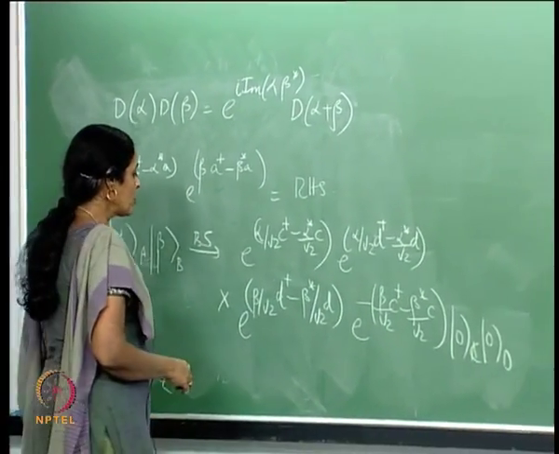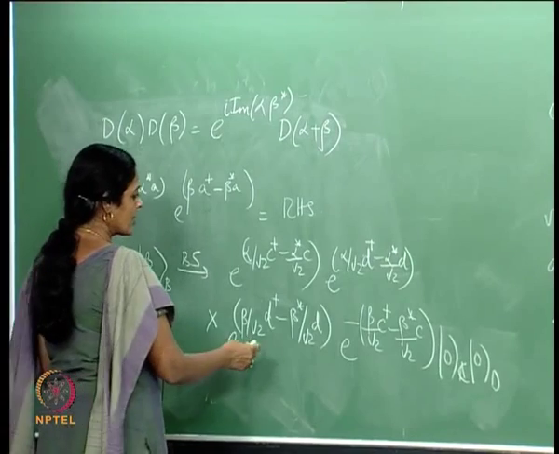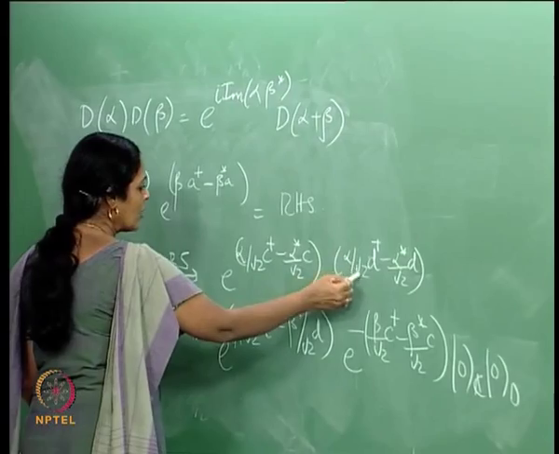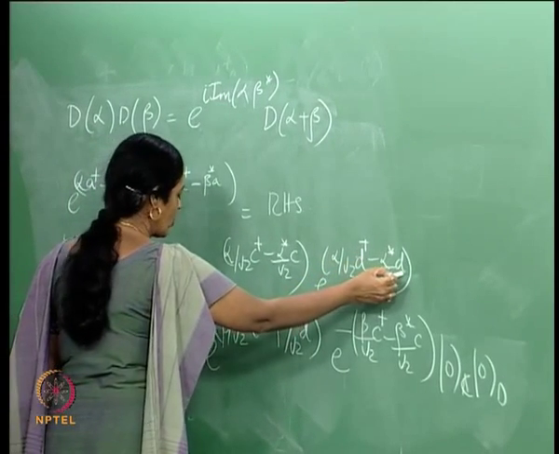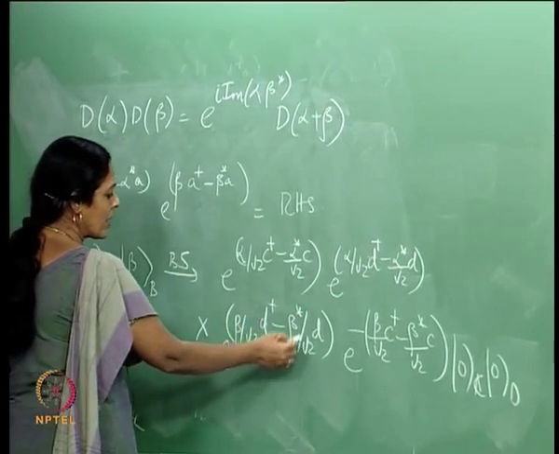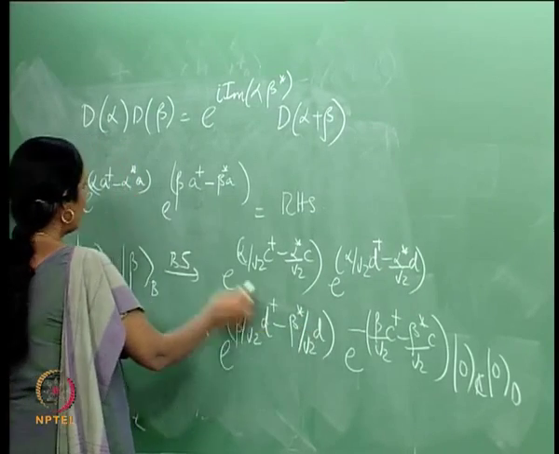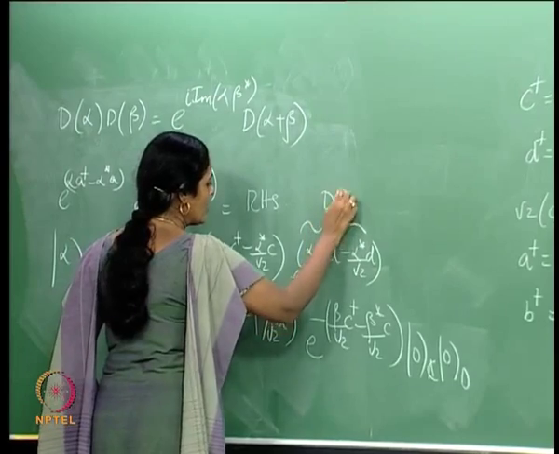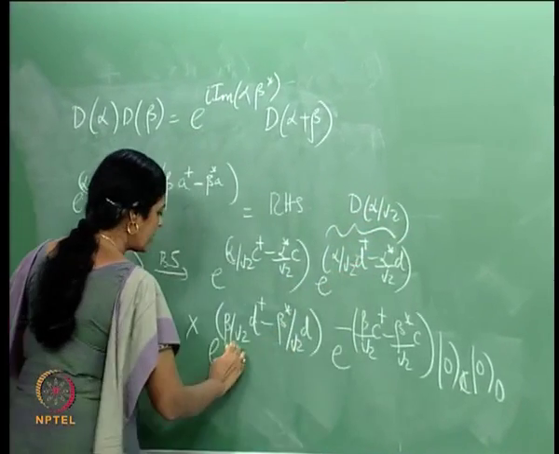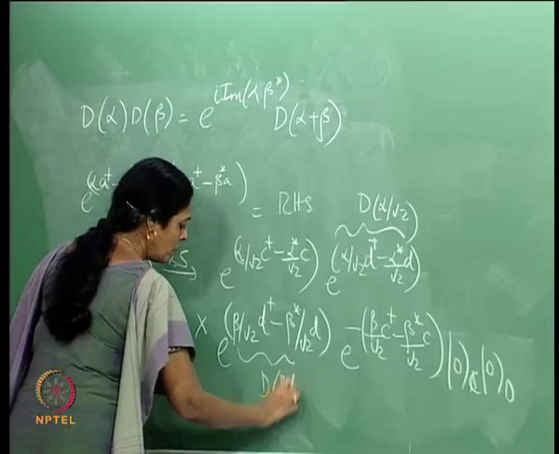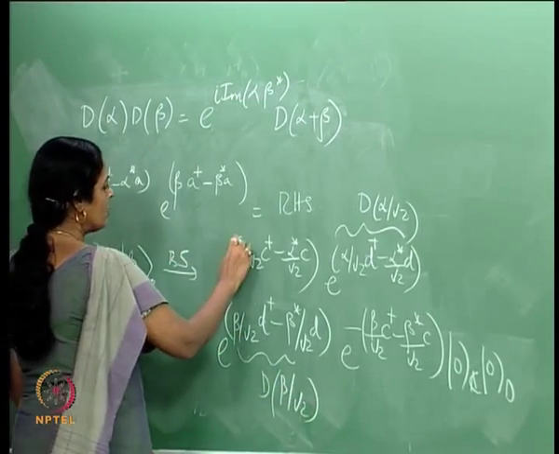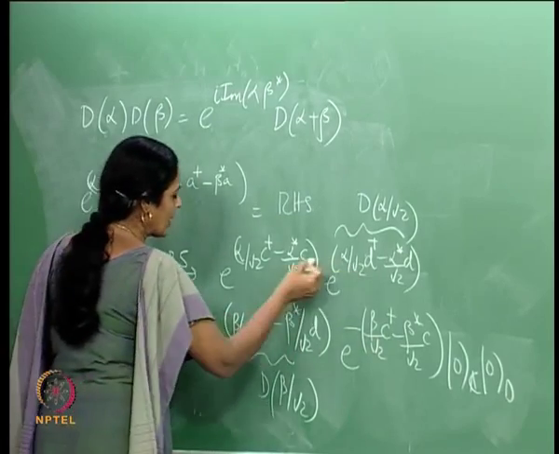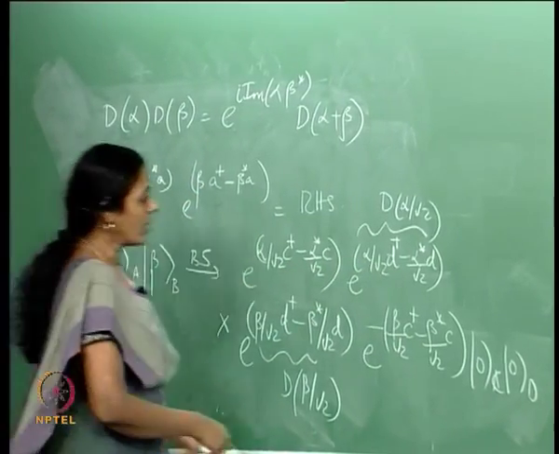We can now group terms suitably. For instance, these two quantities can be combined. I have an alpha by root 2 d dagger minus alpha star by root 2 d, beta by root 2 d dagger minus beta star by root 2 d. And therefore, using this trick, I can combine them. This object is d of alpha by root 2 and this is d of beta by root 2. Similarly, I can combine these two terms. This commutes through this, through that, out here. And therefore, I write the following.